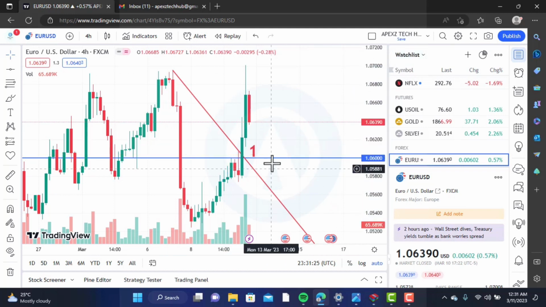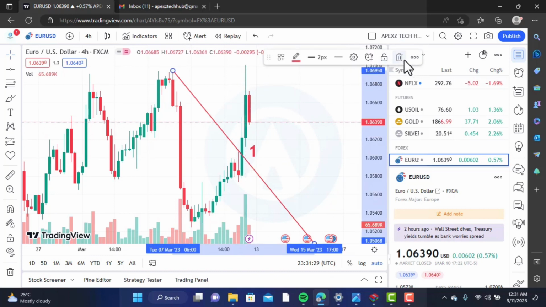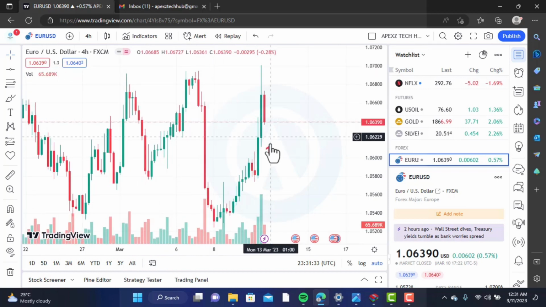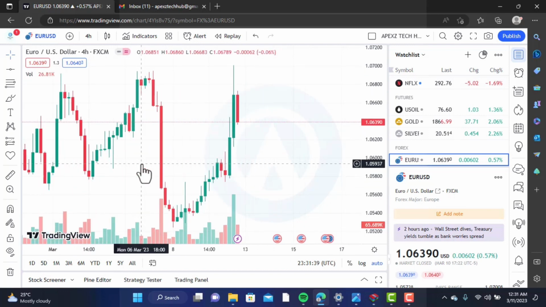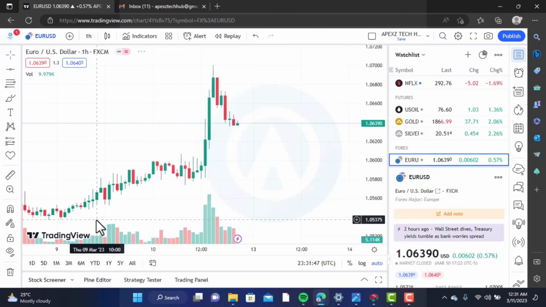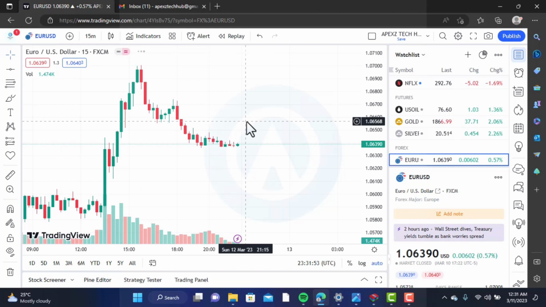You can see, okay, it's a plain chart. I've not deleted this. This is a plain chart. You do your analysis in the 4 hour, confirm it in the 1 hour time frame, then you execute your trade in the 15 minutes time frame.